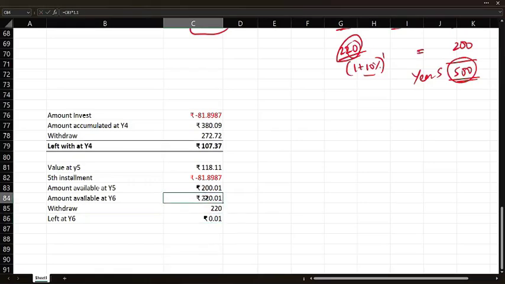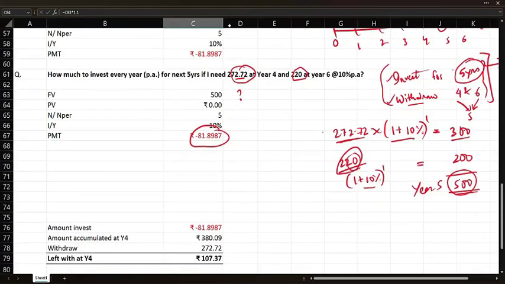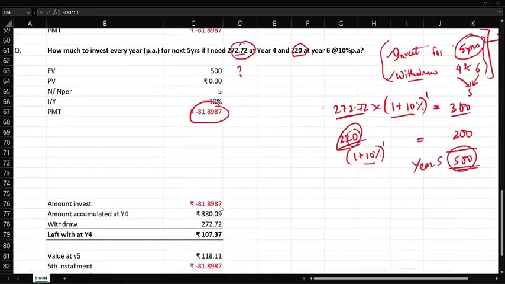Yes, there are some decimal rounding errors because I have written here 272.72. That was a rounded number. If you put it in properly, then that is going to give you the exact amount. So, verified, proved, the plan that I have shown you is exactly correct.